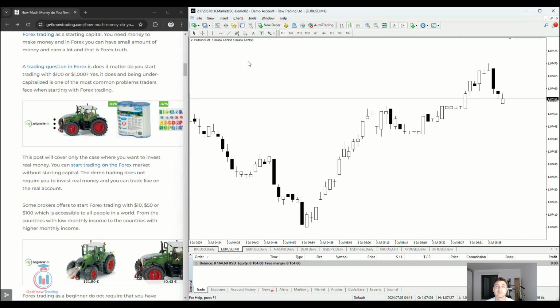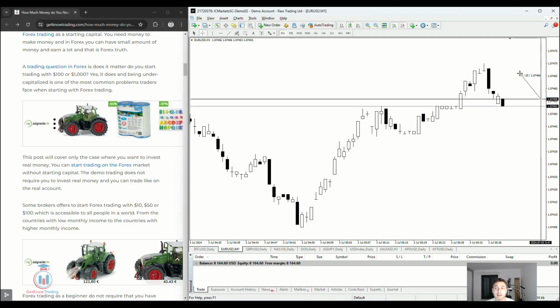And the lot size defines how much each pip will be valued. And what is the pip? The pip is the smallest price change when the price goes up or down. So when the price goes, for example, up by 10 pips, this change of 10 pips, you can see in the middle I have the number 10, that means 10 pips. It can be valued $0.1, it can be valued $1, it can be valued $10, $100. Everything depends on the lot size.